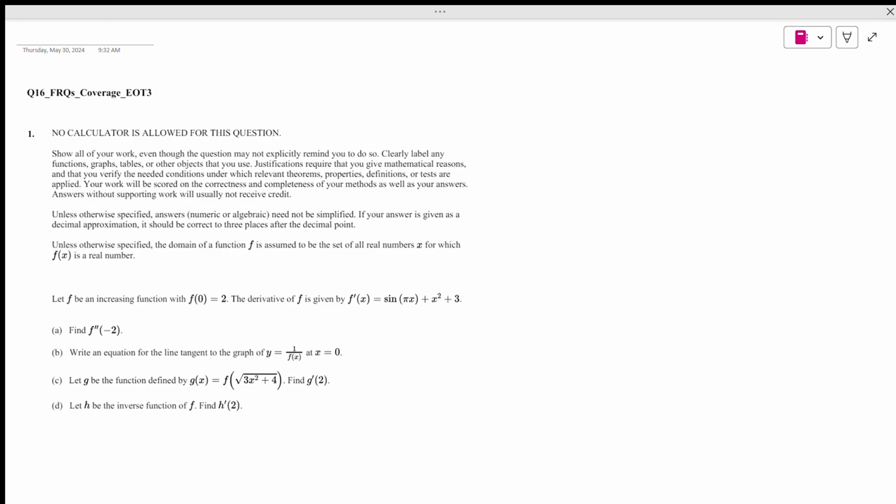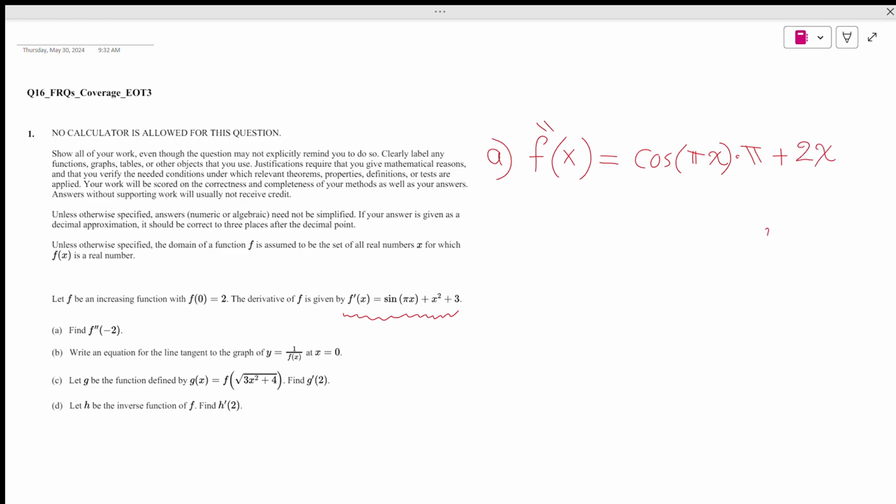So to find f double prime of negative 2, you have to find f double prime of x, and then you will substitute negative 2. So let's go ahead and do it here. f double prime of x is equal to, so we will differentiate f prime of x to get f double prime. So you will apply the chain rule for the first term. So the derivative of sine is cos of pi x, and then we keep the inner, and then we multiply by the derivative of the inner, which is pi, plus the derivative of the second term is 2x.